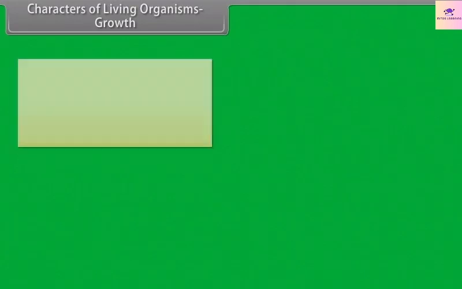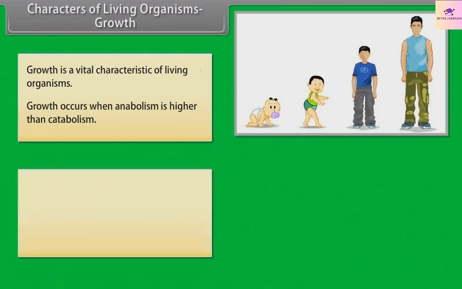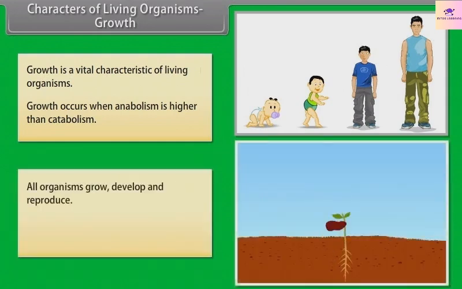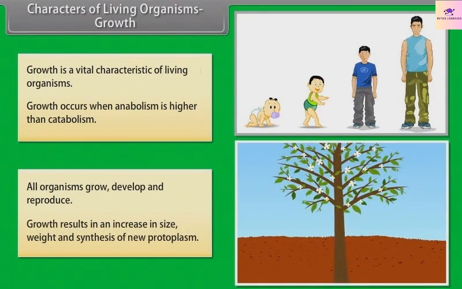Characters of living organisms. Growth. Growth is a vital characteristic of living organisms. Growth occurs when anabolism is higher than catabolism. All organisms grow, develop, and reproduce. Growth results in an increase in size, weight, and synthesis of new protoplasm.